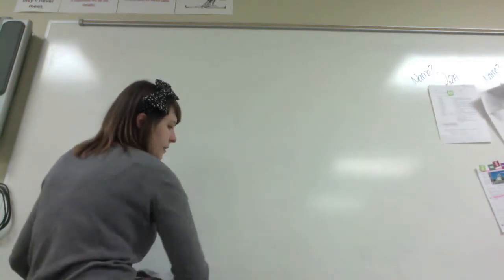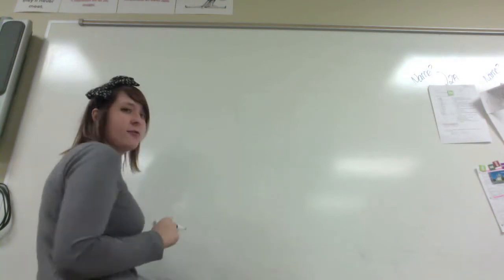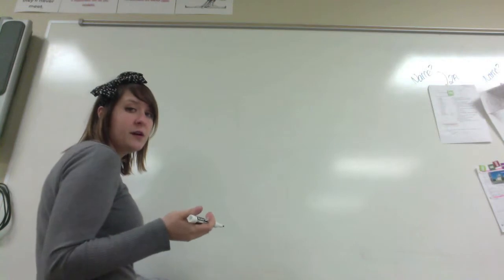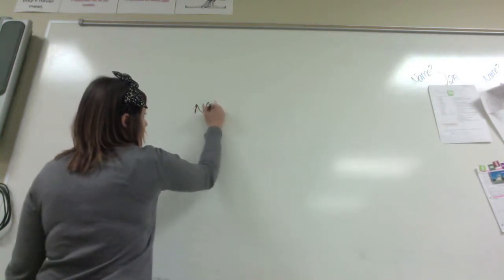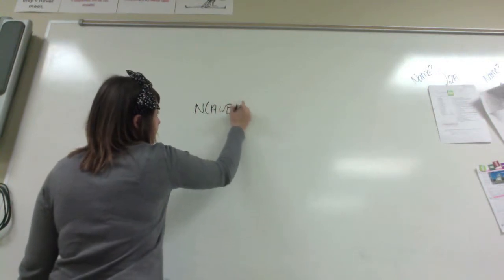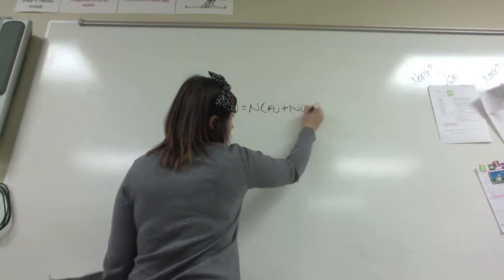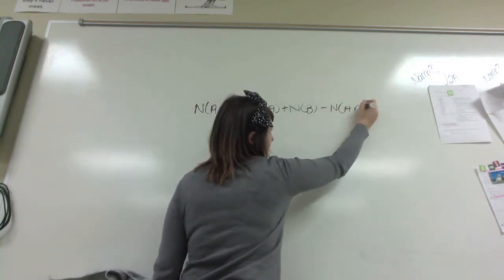Now this is the formula that I would probably just memorize if I were you. I wouldn't really worry about that other formula, because if your sets are mutually exclusive, the intersection is 0, and this formula can be applied anyway. So we can say that the number of elements in the union is equal to the number of elements in A plus the number of elements in B minus the intersection of A and B.